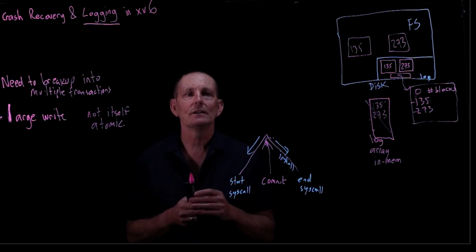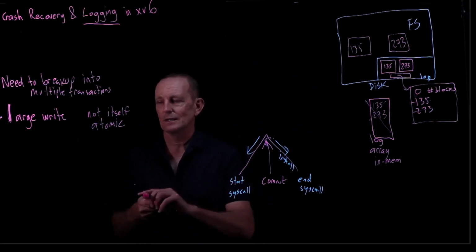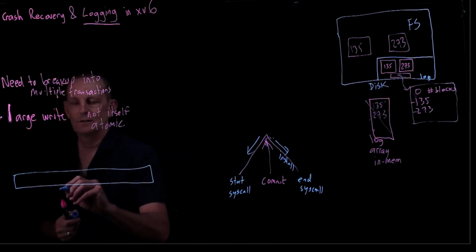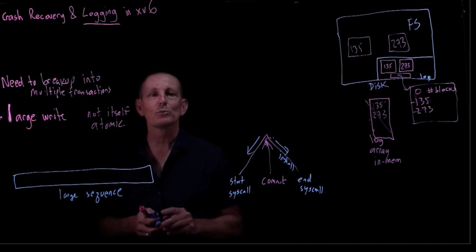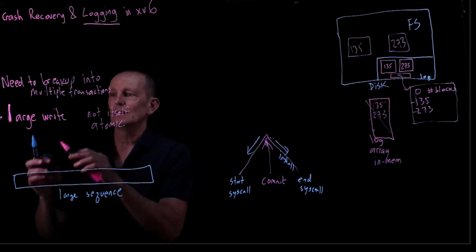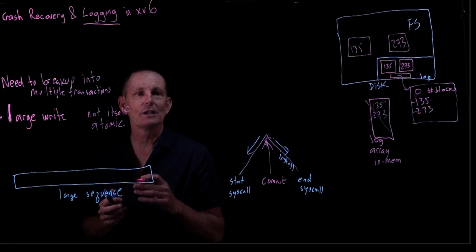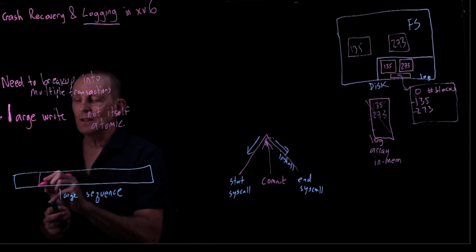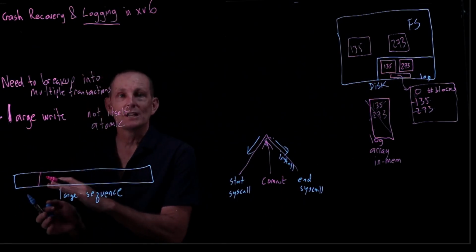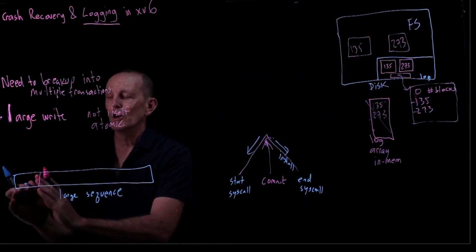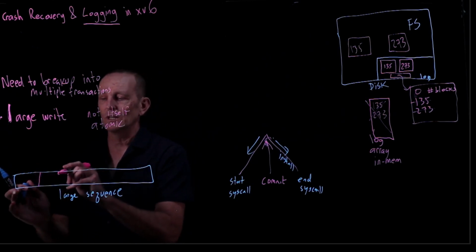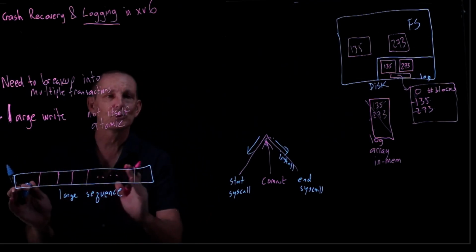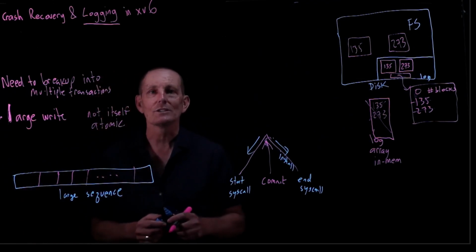But what we are guaranteed is that if we do a large write, like let's say we are writing this entire sequence, we will end up with some prefix of it. Let's say we break up this large write into 10 separate transactions so that each transaction can fit into the log. Then we're guaranteed that either none of it happened, or we'll get the first one, or the first two, or the first three, or the first four, all the way to the end. So we'll always get some prefix of the requested write.